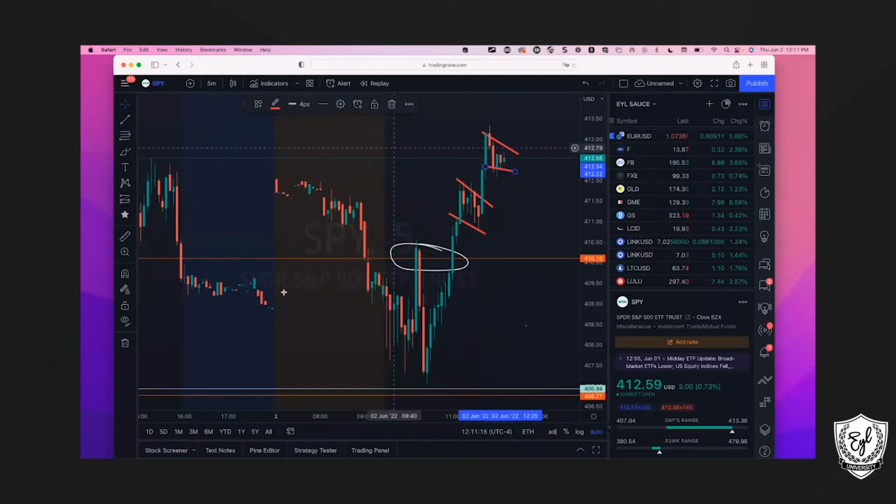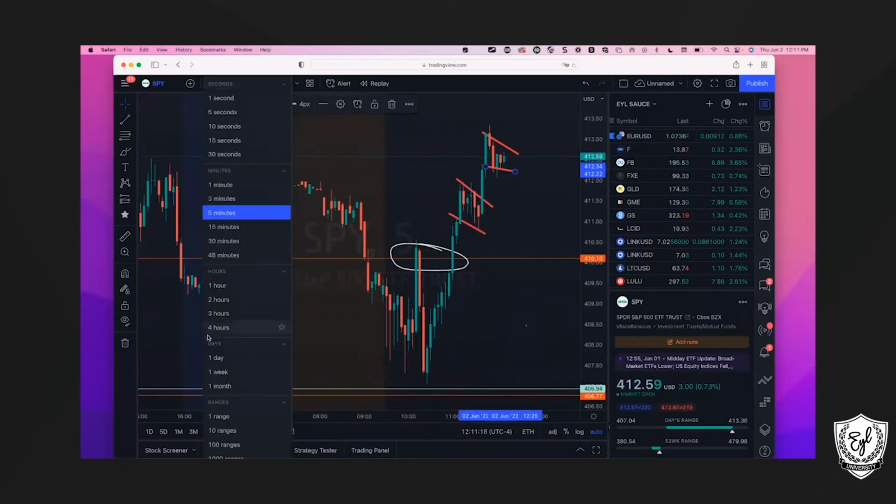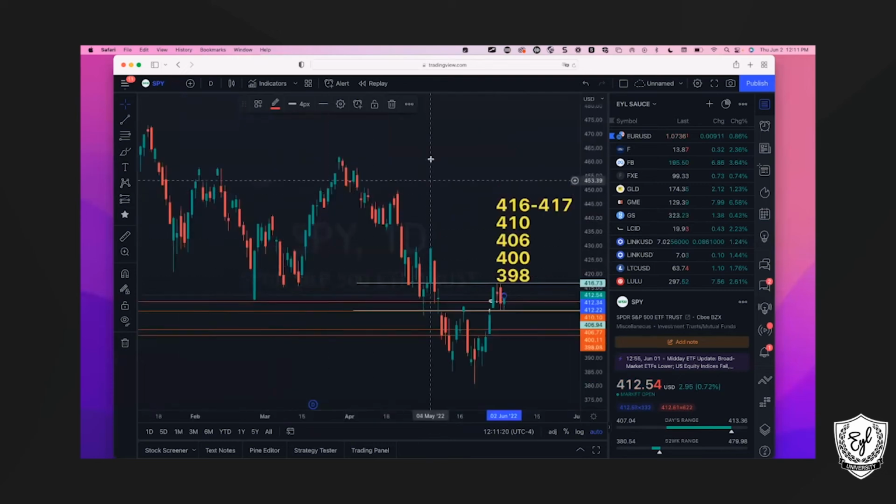And these are the levels that you should have on your chart, especially when it comes to SPY. I'm going to put it back again. 398, 400, 406, 410, 416 to 417. These are the levels that we're playing ping pong. Why? Because we are in a range, right? The level that we have to break through to be able to make another higher high is going to be what?